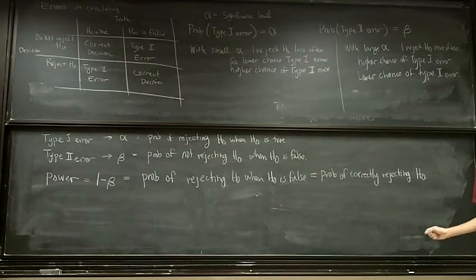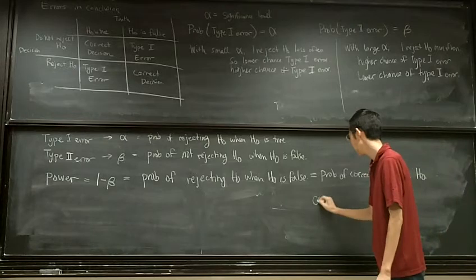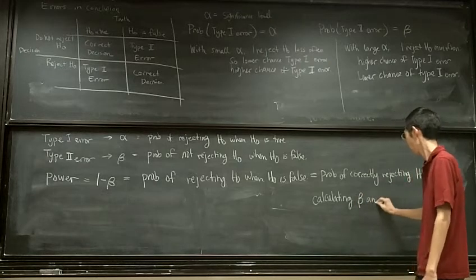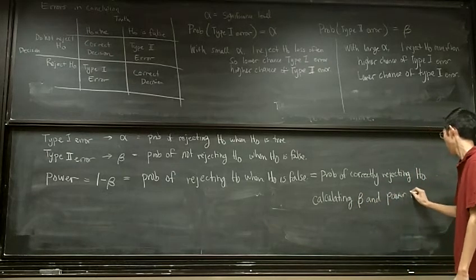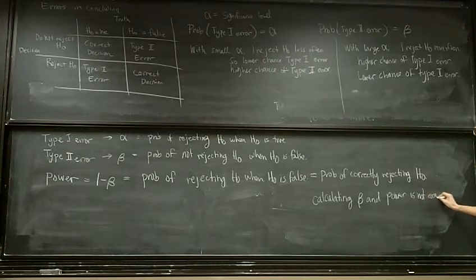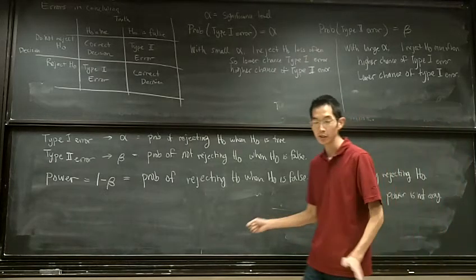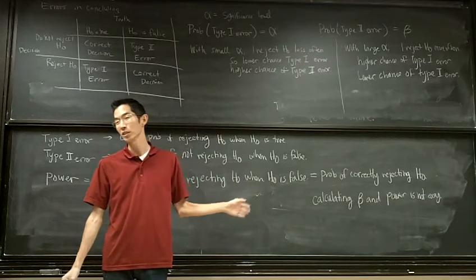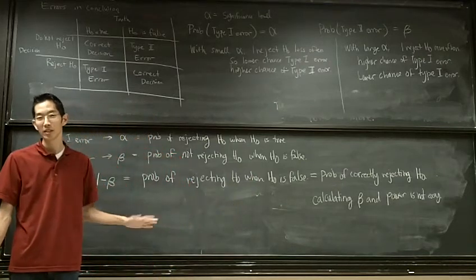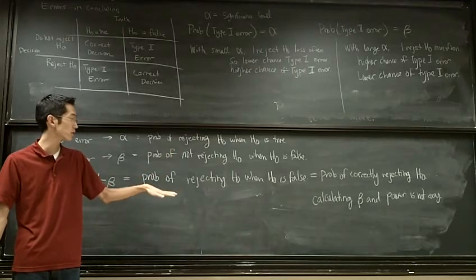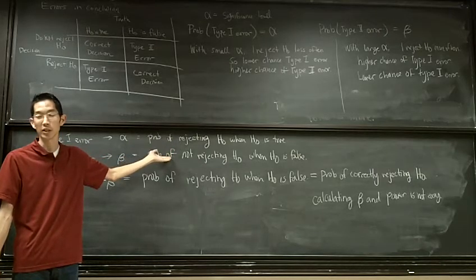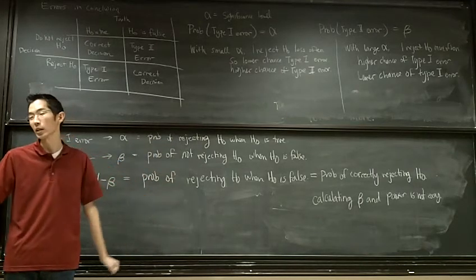The calculations for finding beta and power are actually a little bit tricky, okay? So calculating beta and power, we're not going to learn how to do that, but you do need to know what beta means and what power means. You do need to know what a type 2 error and a type 1 error are, so you need to know the definitions of those things, and you need to know alpha, so your significance level is the same as the probability of a type 1 error. But we won't worry about calculating beta and things like that.